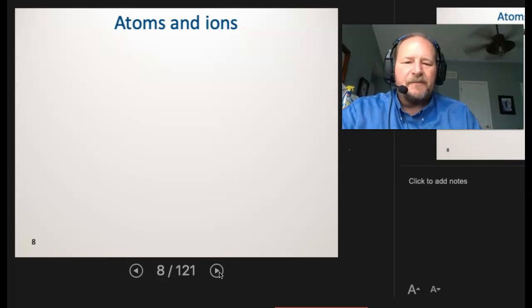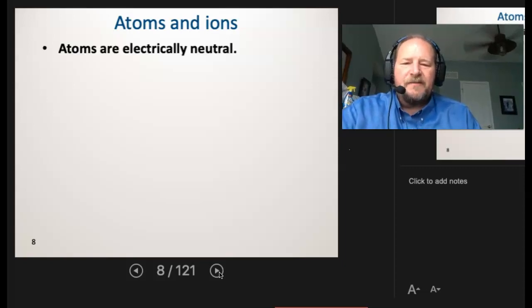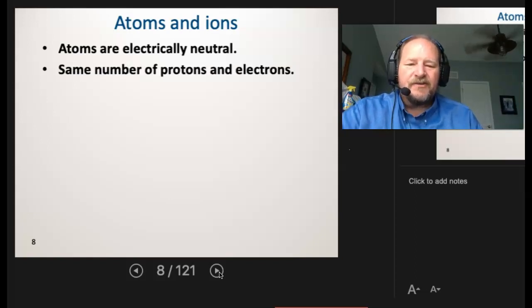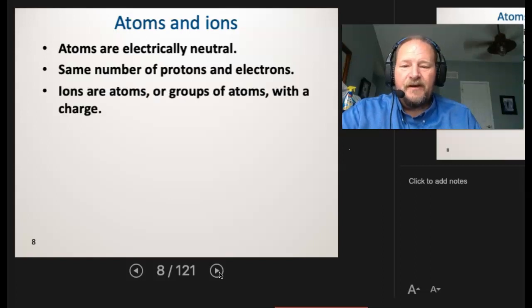So atoms, again, are going to be electrically neutral. So we have the same number of protons and the same number of electrons. Now ions, which is what our new focus is going to be, are going to be atoms or potentially even groups of atoms that have a charge.